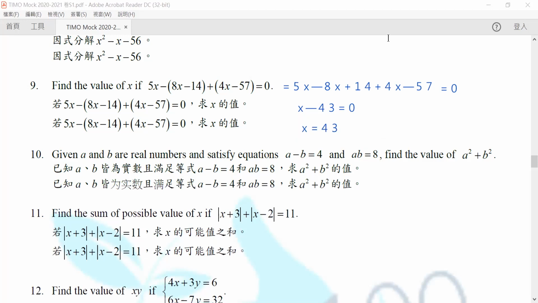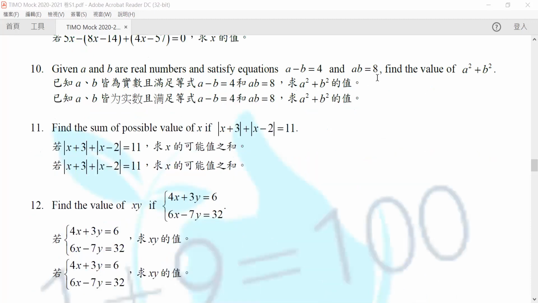We know that a and b are real numbers satisfying this equation: a minus b equals 4, and a times b equals 8. Find the value of a squared plus b squared.